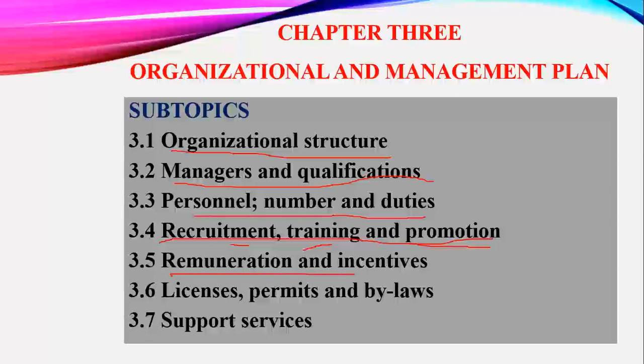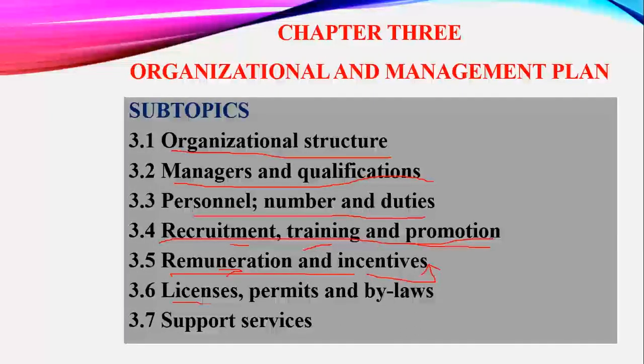Another thing is remuneration and incentives. Remuneration is the salary. How are you going to pay them? You can even come up with a table showing that these people are grouped in grades, grade A, B, or in whichever way, such that each grade has a different salary. Incentives. These include some benefits. You can be giving your people some bonuses, some commissions when they achieve targets and all that.